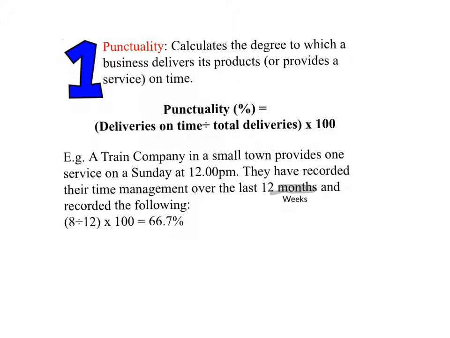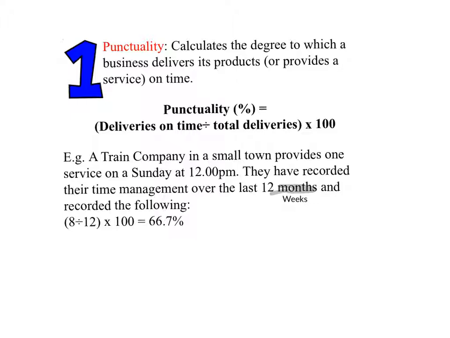Now, the example that I've done is a service. I've made a little mistake. I accidentally put 12 months instead of 12 weeks, but we'll just go over that anyway. So imagine you've got a train company in a small town. Maybe due to just the limited services, on a Sunday they only offer one train journey that day, and that's at 12 p.m. Now, what they've done is they've recorded their time management over the last 12 weeks and recorded the following.